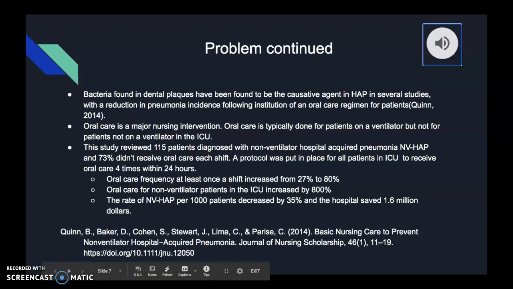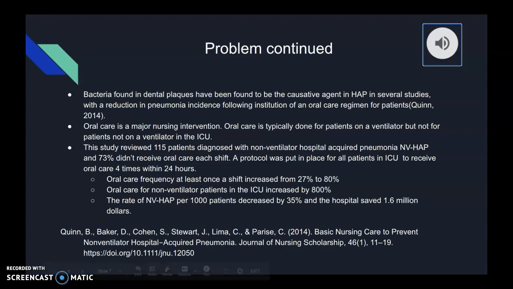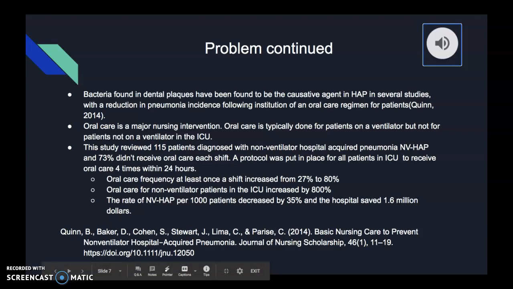Okay, next slide. Bacteria found in dental plaques have been found to be a causative agent in HAP in several studies, with a reduction in pneumonia incidence following institution of an oral care regimen for patients. Oral care is a major nursing intervention that needs to be done in order to prevent all forms of pneumonia, and that's including aspiration pneumonia. Oral care is typically done for patients on a ventilator, but not so much for patients that are not on a ventilator in the ICU.